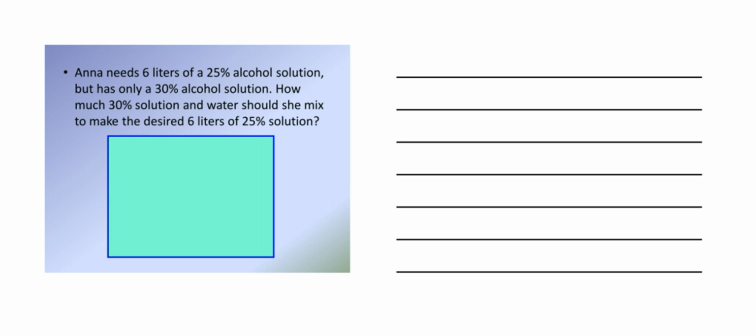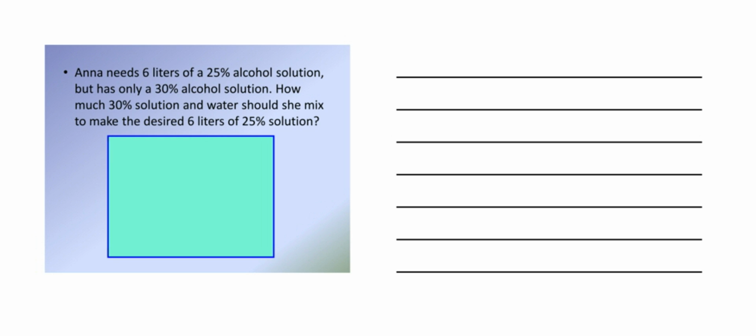Anna needs 6 liters of a 25% alcohol solution, but has only a 30% alcohol solution. How much 30% solution in water should she mix to make the desired 6 liters of 25% solution? And you thought math wasn't really needed.